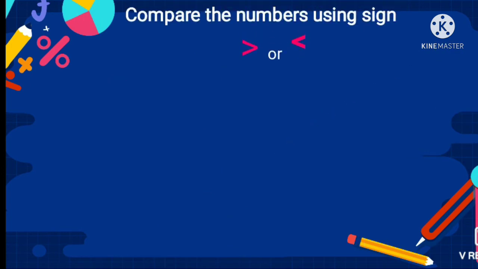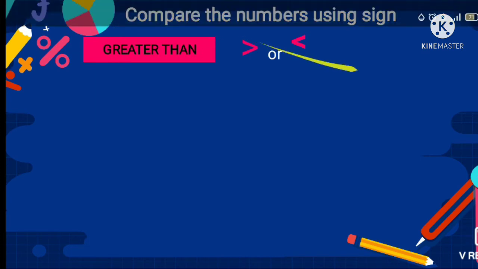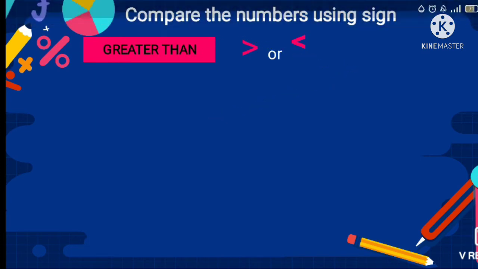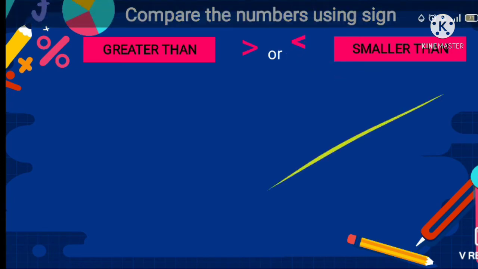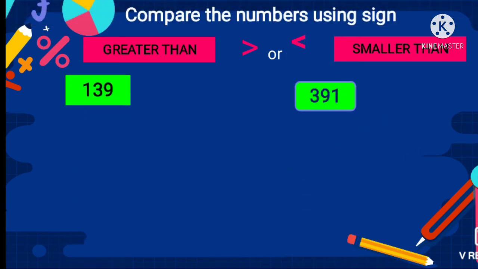So now we need to compare the number using the sign of greater than goes to the right side and smaller than goes to the left side. Look at the number. Here we have 139 compared to 391. Greater or smaller? This one? Yes, smaller than this one. So we have the arrow goes to the left. Very well.